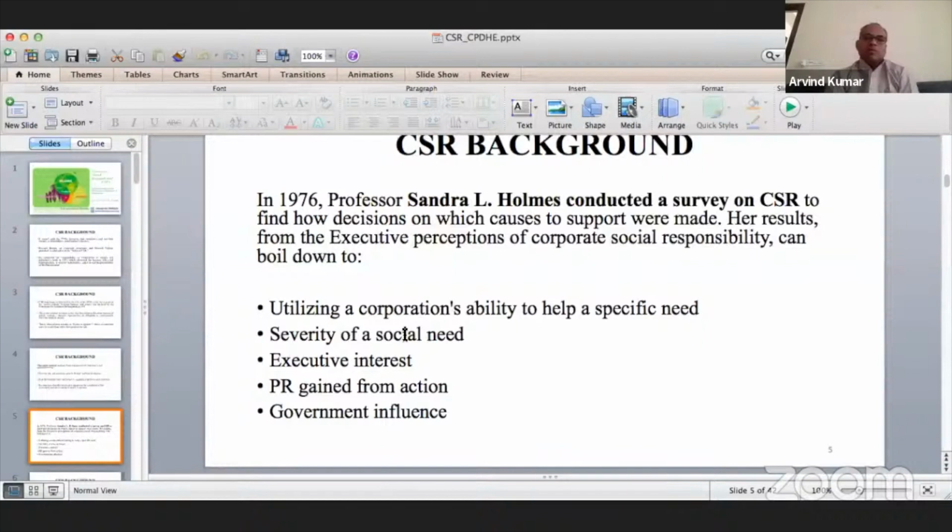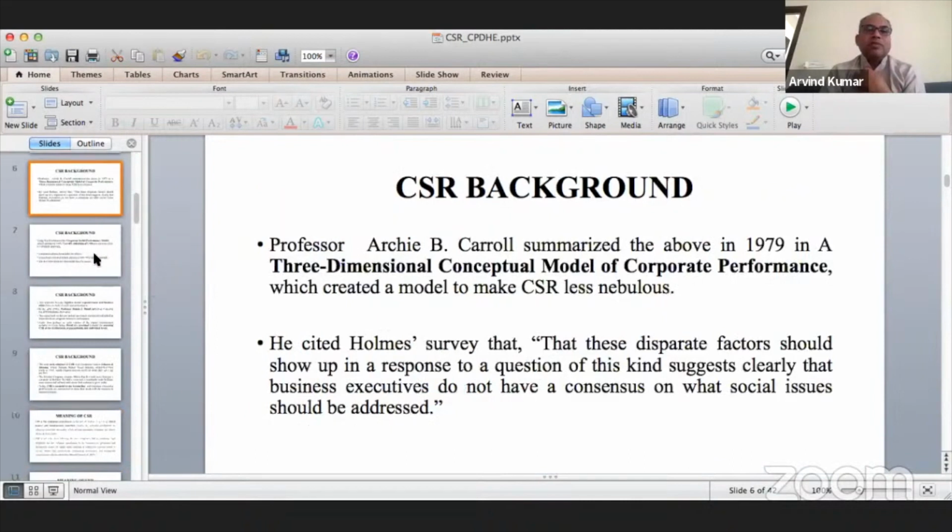Then executive interest. A very important area identified by Professor Holmes was PR gained from the action, that is, public relations or goodwill. If XYZ company does a social cause, the company will definitely earn a lot of goodwill and have very strong public relations. You could have also seen the whole advertisement by XYZ company. And lastly is government influence. These were a few things from one of the studies carried out by Professor Holmes.